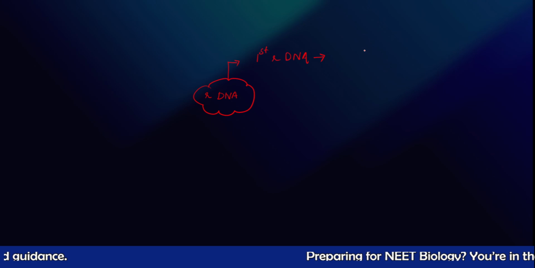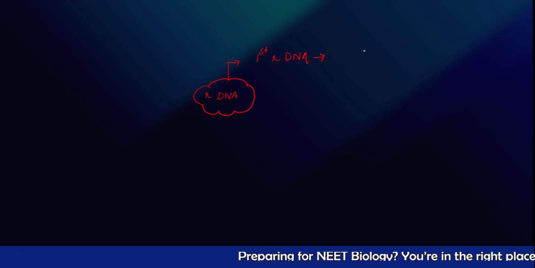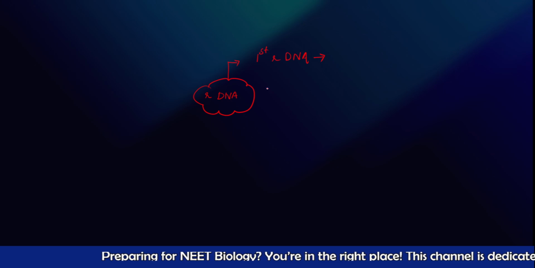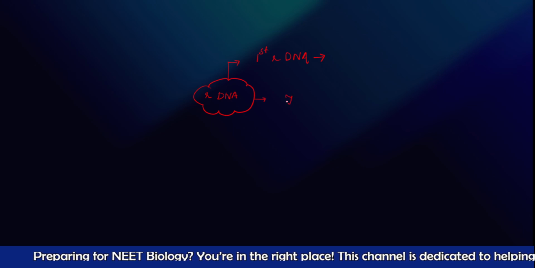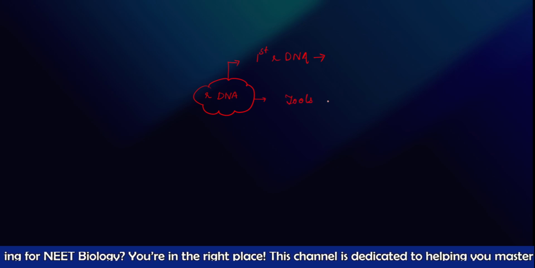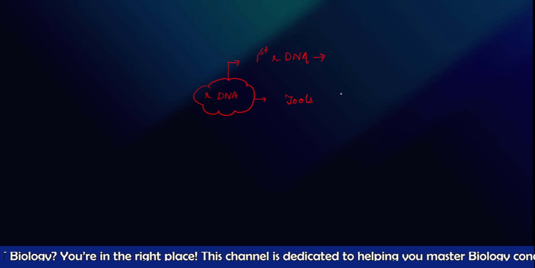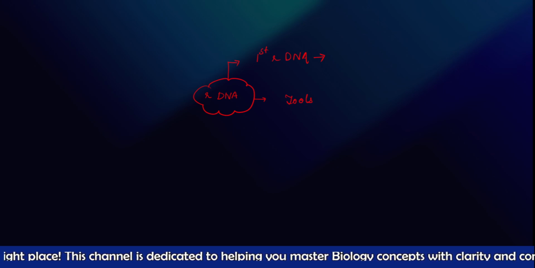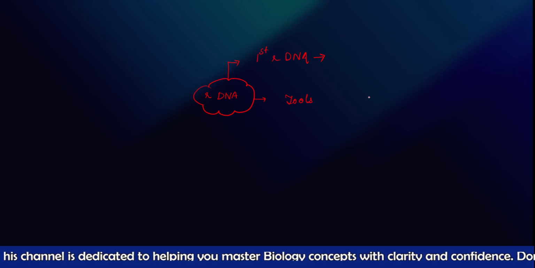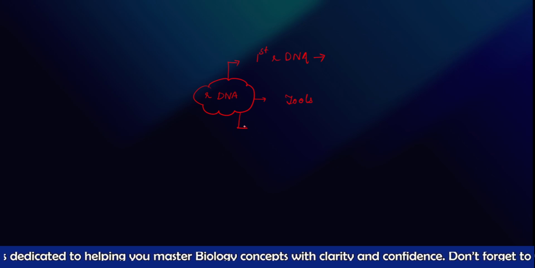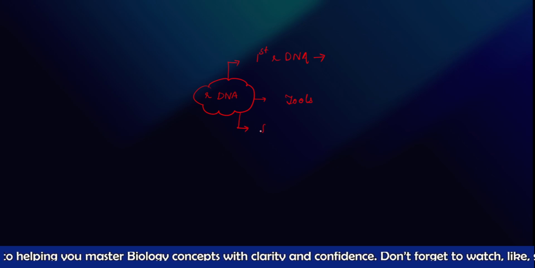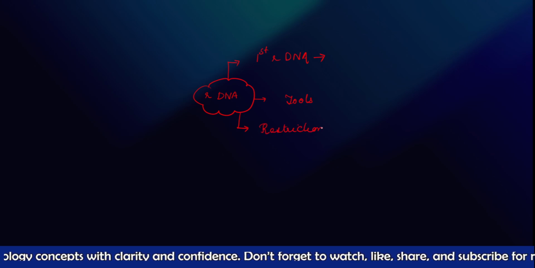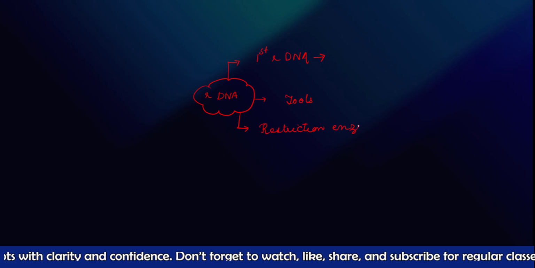Who developed the first recombinant DNA? Stanley Cohen and Herbert Boyer. Then we learned about the tools required for the production of recombinant DNA, or in the recombinant DNA technology. In that we started learning about the restriction enzymes.